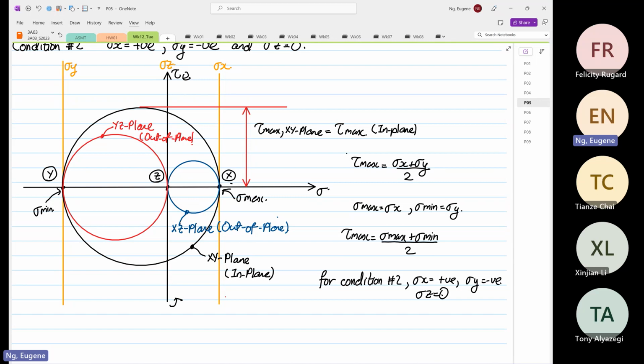Okay, I'm going to stop over here. I'll continue the third condition on Thursday, and then we do an example on 3D Mohr circle.